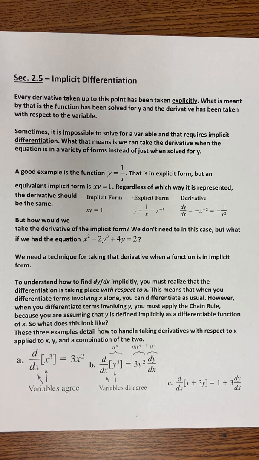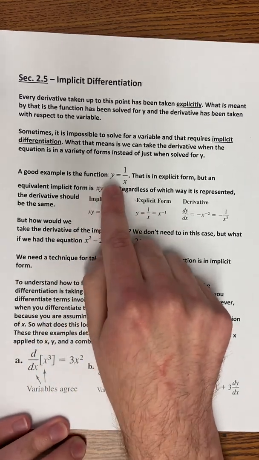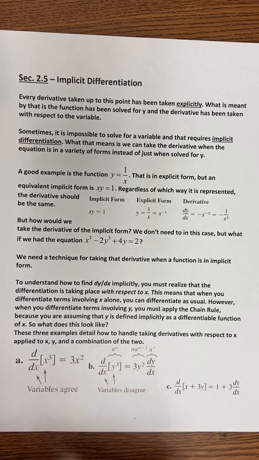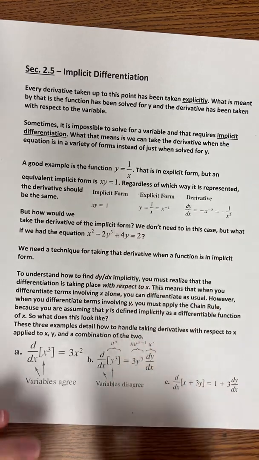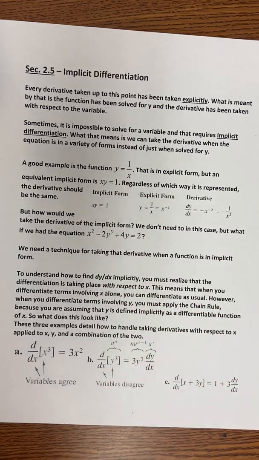But oftentimes there are relations or equations that are very difficult to solve for that variable in question. Now that we have the chain rule, though, we have something called implicit differentiation, and we're no longer restricted to that need to get y by itself. For example, y equals 1 over x is an explicit formula because it's solved for y. But if x was multiplied to the other side, another version of this equation would be x times y equals 1, and regardless of which way it's presented, the derivative should be the same.